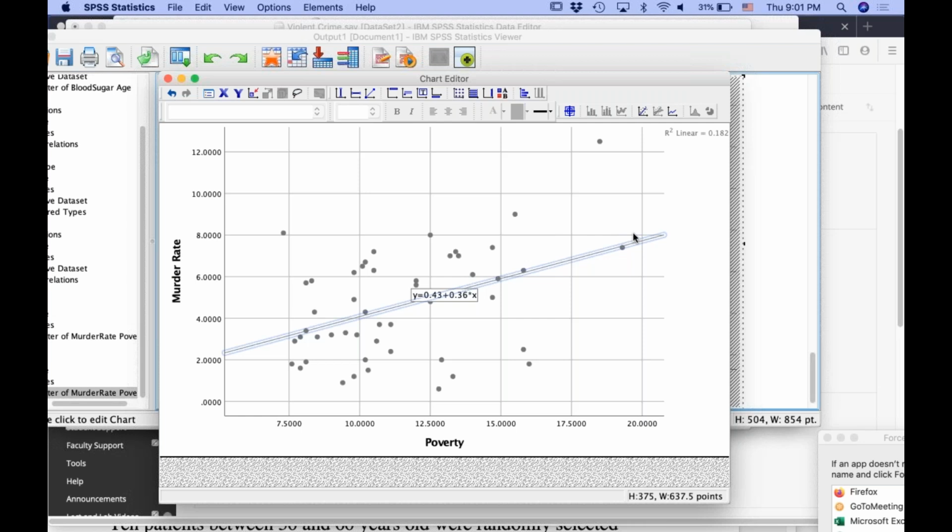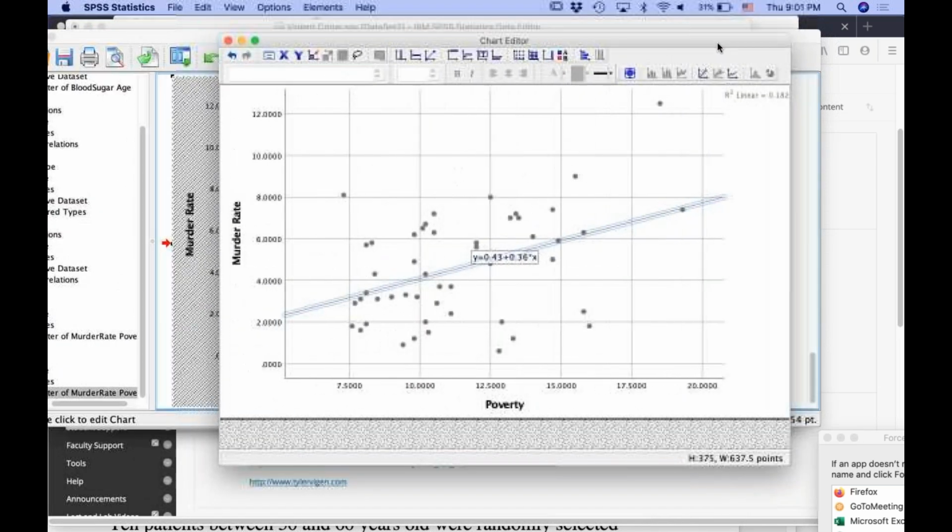Okay, so let's say that I wanted to do that. Well, basically this is telling me that the way that poverty is related to murder rate is the way that this line is sloped, the way that this line is drawn. Well, what does that mean?